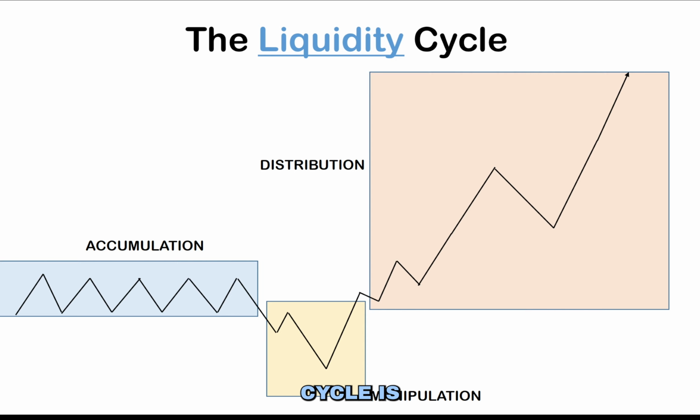So the liquidity cycle is basically a name that I got from the power of three, which is ICT's version or name for it. You can compare it to Wyckoff theory, which dates back all the way to the 1940s, about how the market actually moves. But first, we have an accumulation, manipulation, and then distribution. And I'm going to go through each one of these in depth so that you can understand.